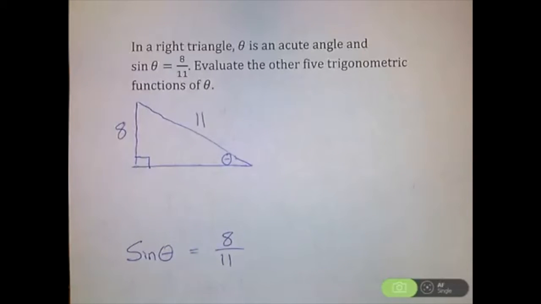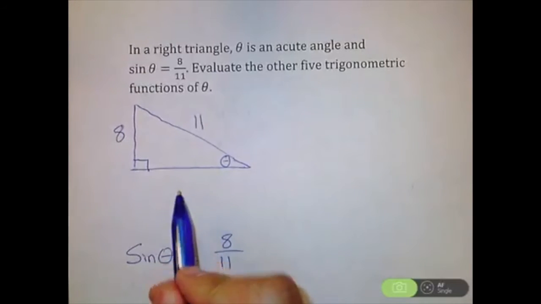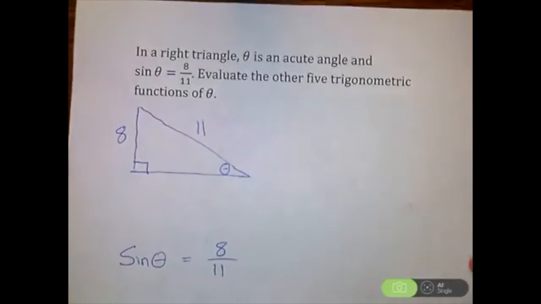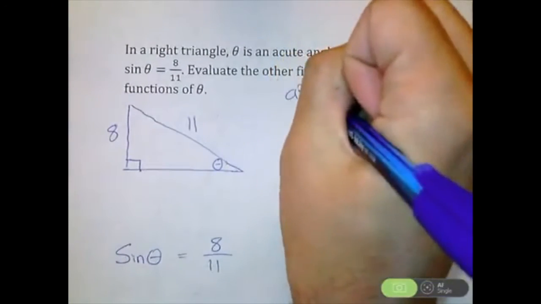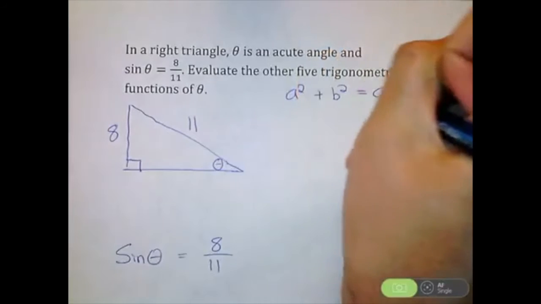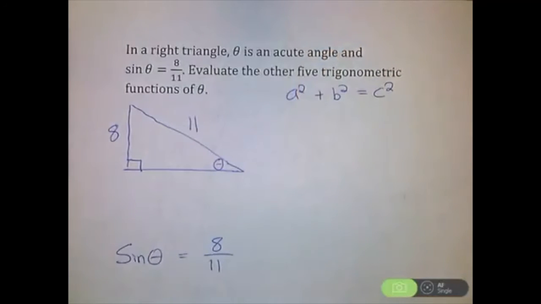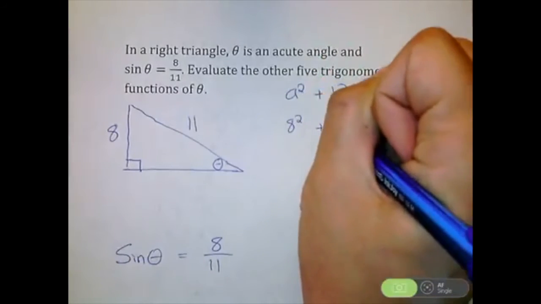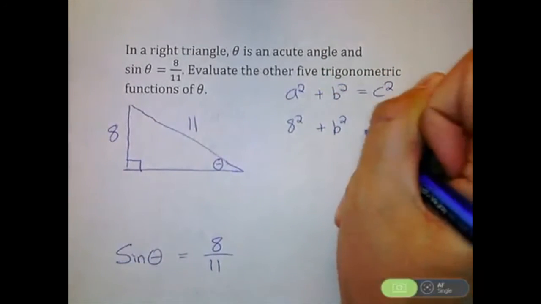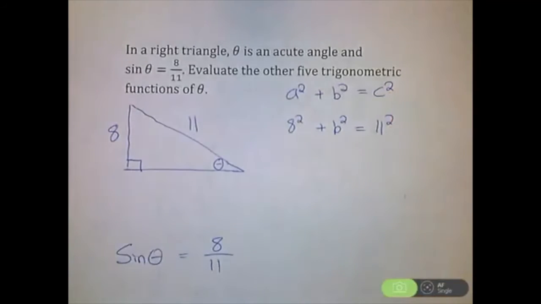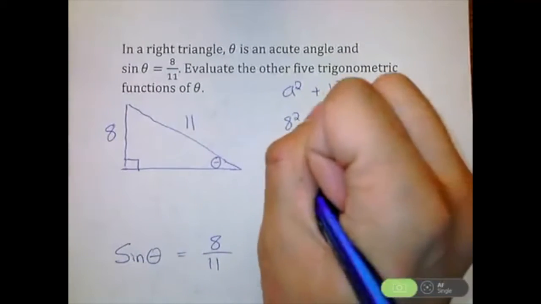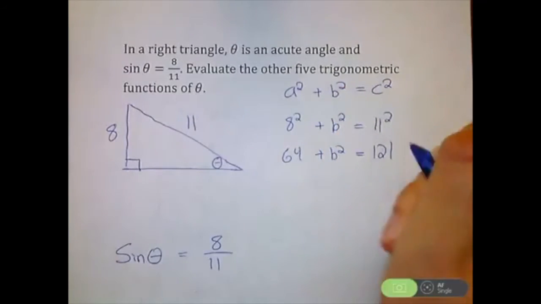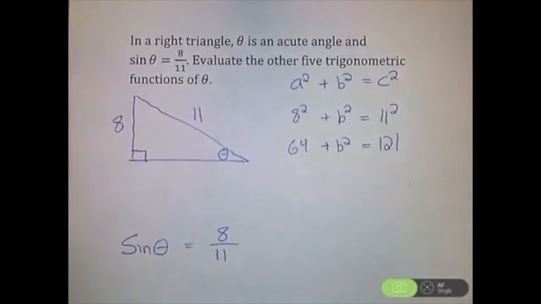So I'm going to have to do a little bit of work here to find my missing side. This is now very, very similar to the first problem on the other side here. So I'm going to use the Pythagorean Theorem, a squared plus b squared equals c squared. So that's going to look like we have 8 squared plus b squared equals 11 squared. 8 squared is 64 plus b squared equals 11 squared, which is 121. So I've got to solve this for b.